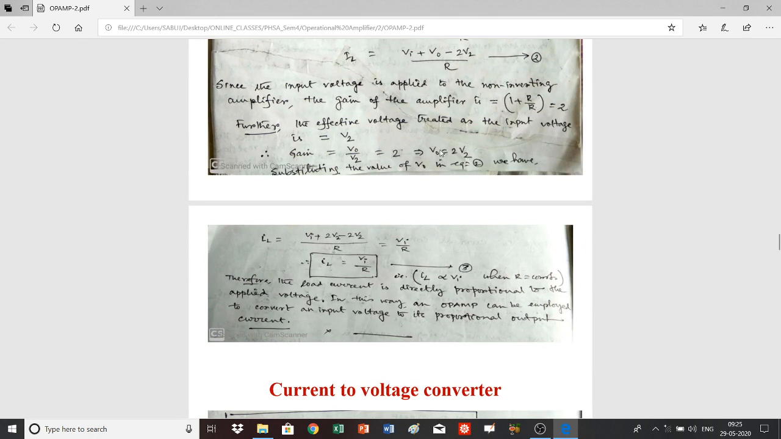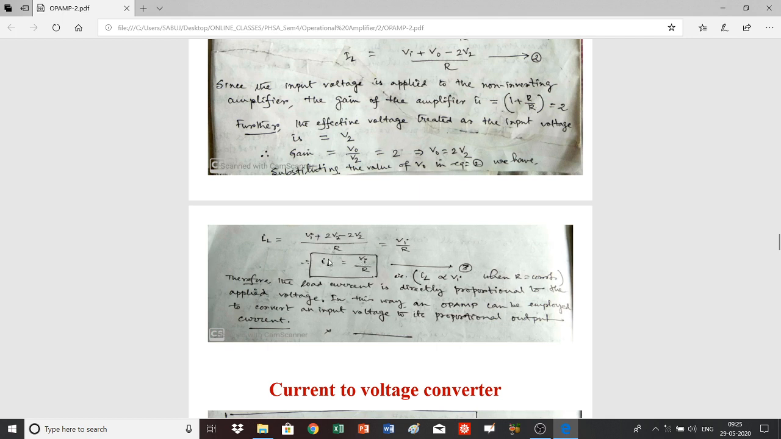Now substituting this value of V0 in the relation for IL, we obtain that IL is equal to Vi plus 2V2 minus 2V2 by R, that is equal to Vi by R, or IL is equal to Vi by R. That means IL is proportional to Vi.